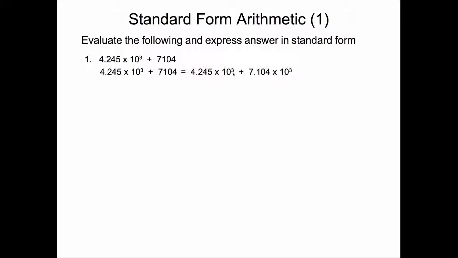10 to the power 3 is the common factor, which means I can take it out and bracket the two decimal numbers. It becomes a case of an easy addition of two decimal numbers. That will give us 11.349 by 10 to the power 3.